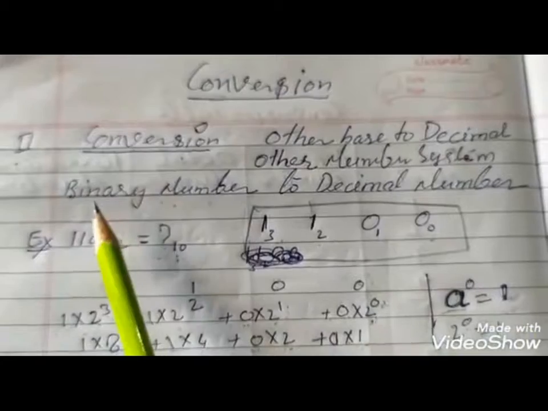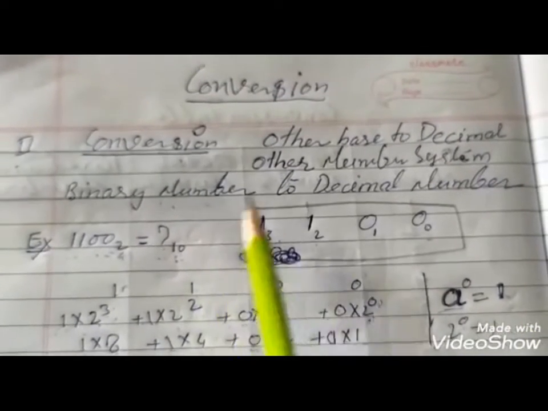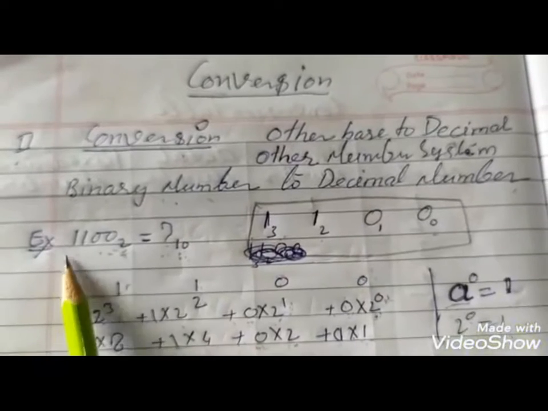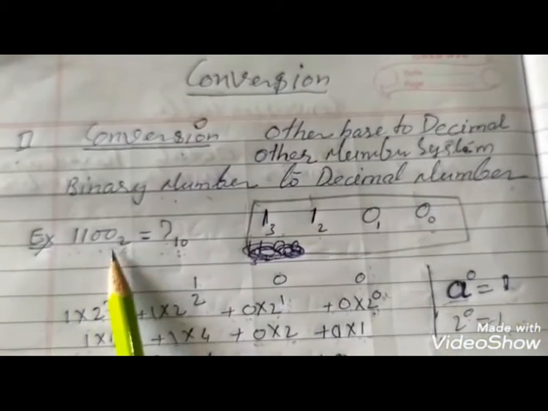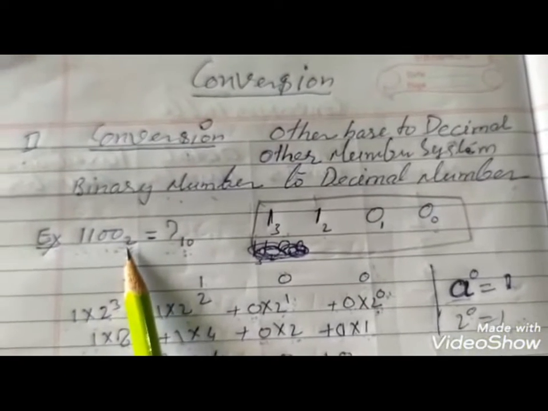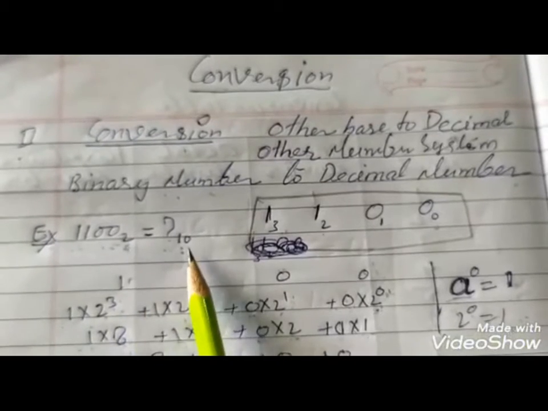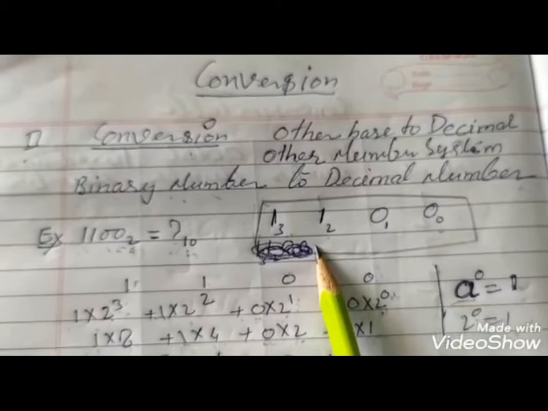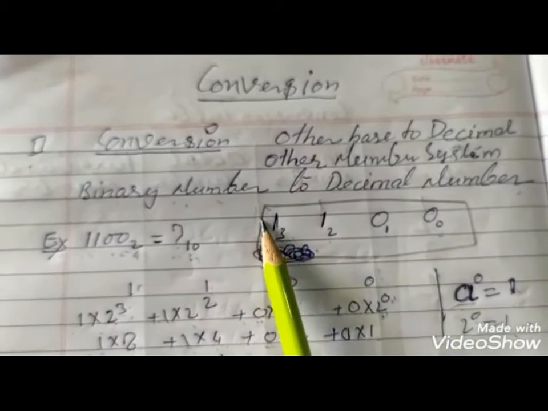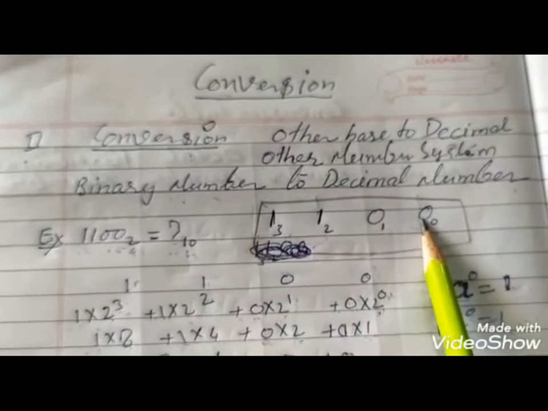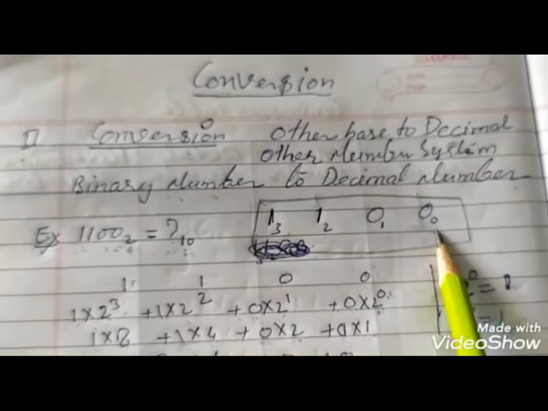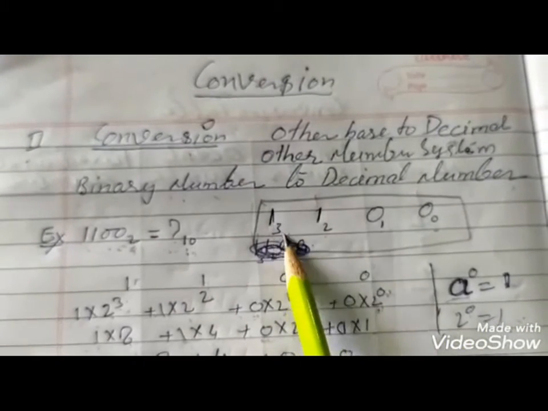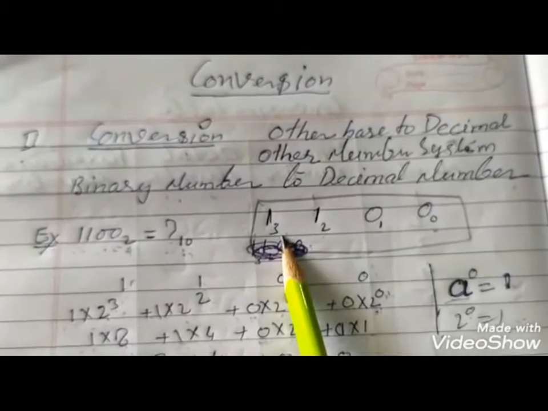First, convert binary number into decimal number. Take example 100 in the form of binary, meaning base of 2, convert into base of 10. Keep in your mind one thing, digits have a position. First digit is 0, second digit is 1, third digit is 2, fourth digit is 3, and so on.